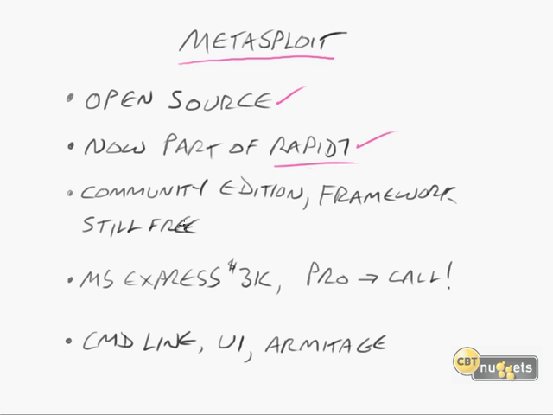Now, I talked about the editions as well. The Community Edition is still free. The Express version is $3,000, and you have to call for the Pro one. Again, it's primarily a command line product. The open source version is command line. The UI, you can get the free one, like I mentioned earlier, but you may also have to pay for it. Now, there's another alternative from something called Armitage. Fortunately, Rapid7 has included Armitage in the open source framework download, and I'll show you that as we go. It has a UI on it and makes Metasploit much easier to work with, and it is completely free, so very nice to have.